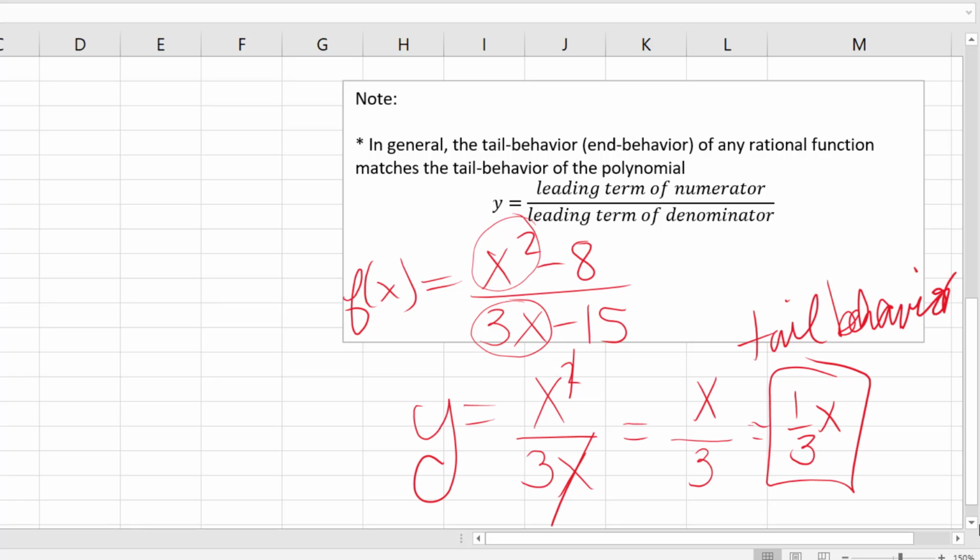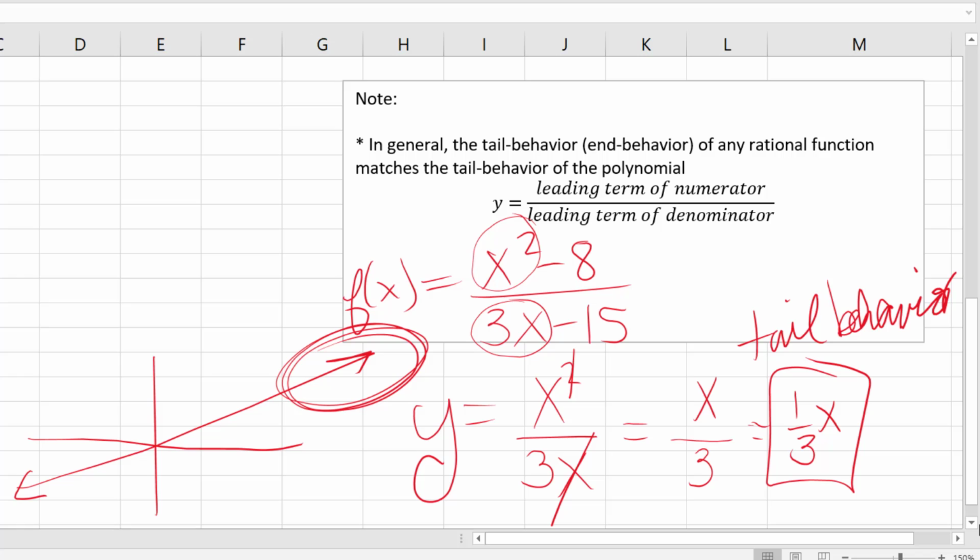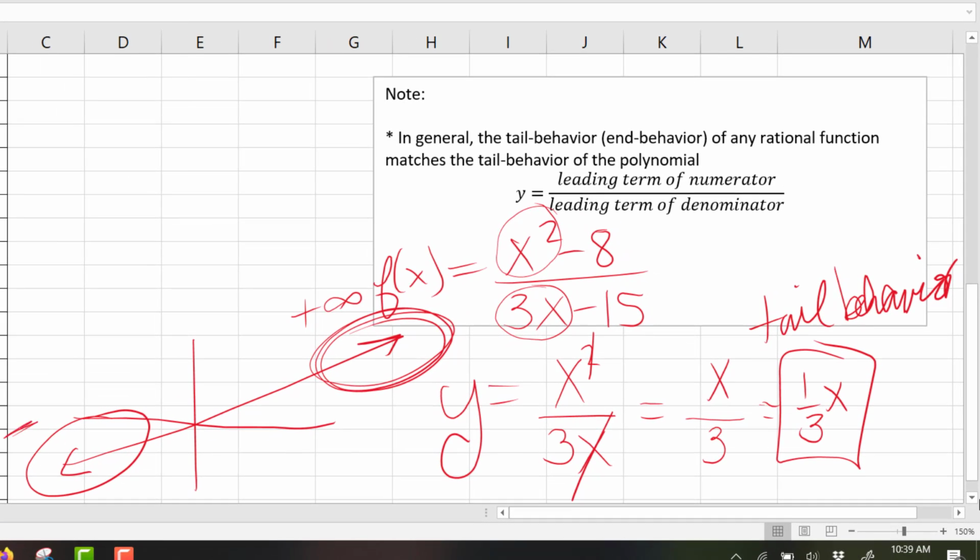It will look like the tail behavior of 1/3 x. So what does 1/3 x look like? Well, that's just a straight line that looks like this. On the right tail, it diverges up to infinity. And on the left tail, it diverges down to negative infinity. That is the behavior of the tails of f of x. The tails of f of x will look like the tails of the function y equals 1/3 x.